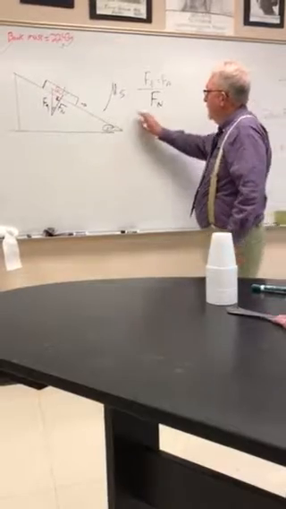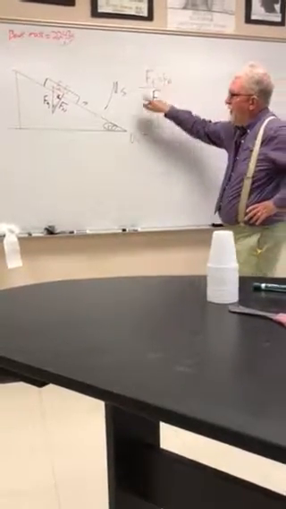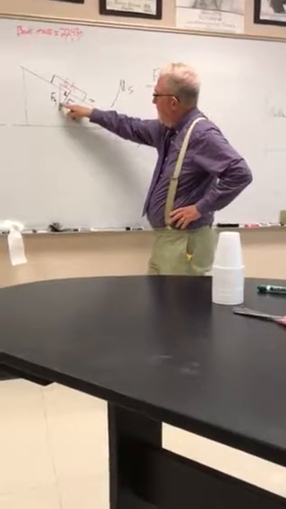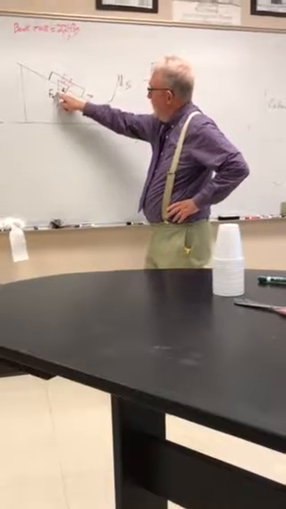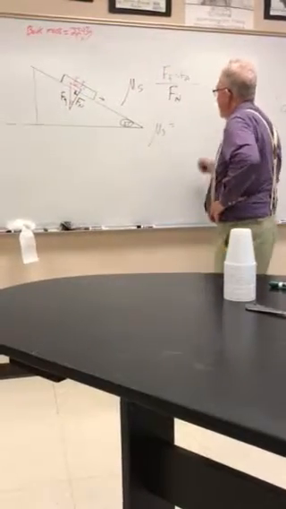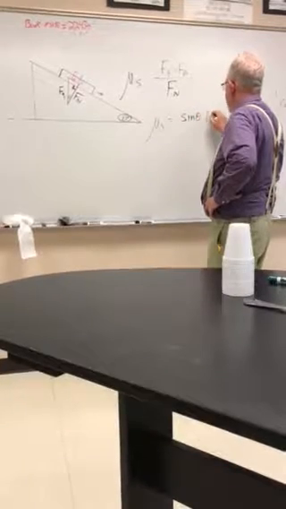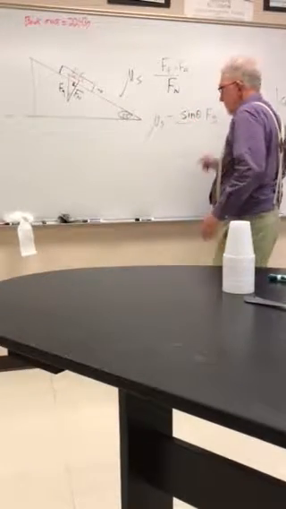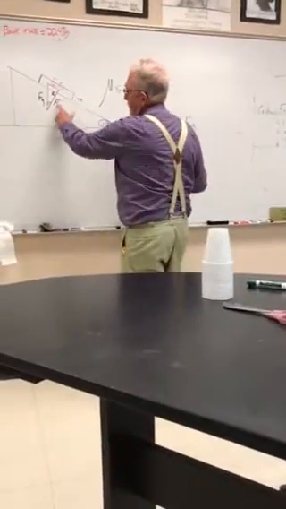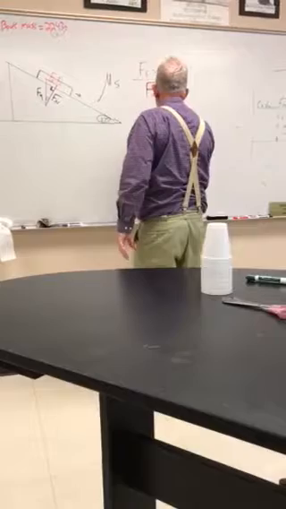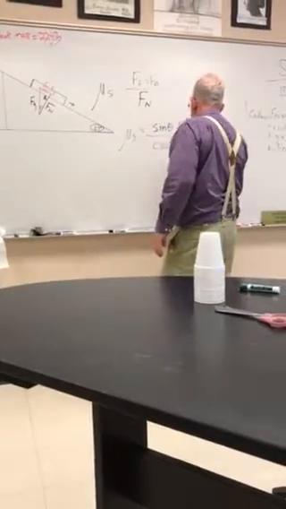So, here we go. Now, if I want to find the force applied, I can look at this triangle right here and see that it's opposite over hypotenuse, which is sine theta times FG. Boom. And if I want to find the perpendicular force, which is adjacent, I say cosine theta times FG.